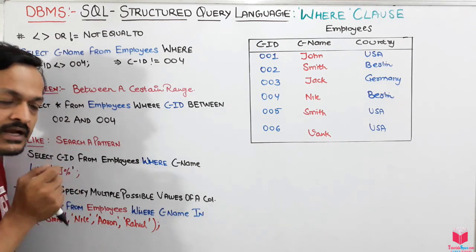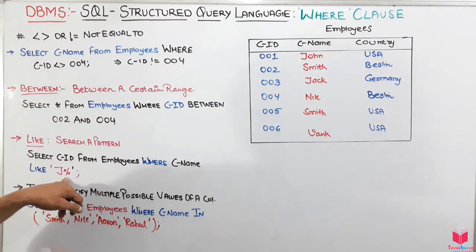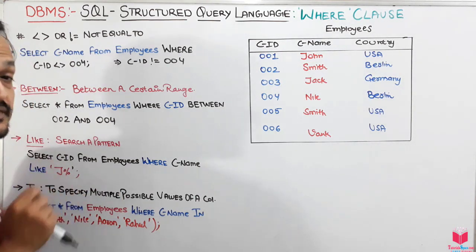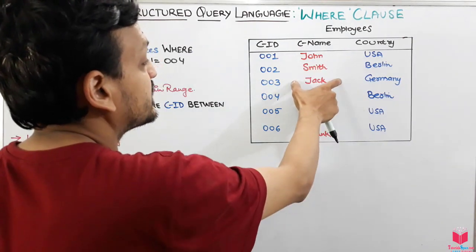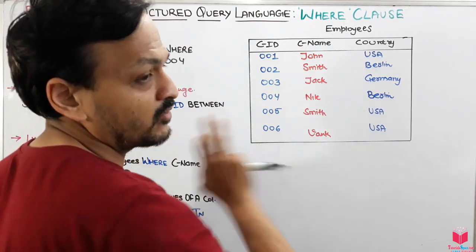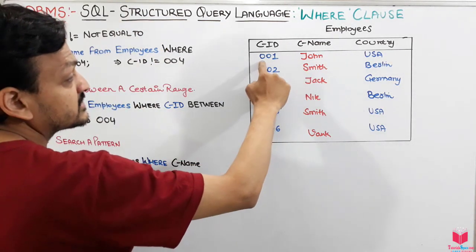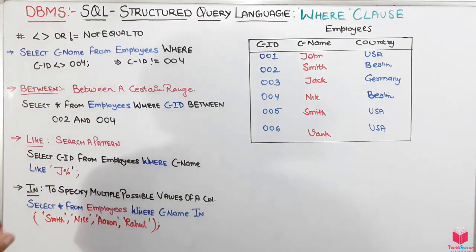J, the starting alphabet J, and after that the ampersand, which says that after that any alphabet can come, but it should start from J. So what will it give us? It will give us John. Where is J? Jack, and no, nothing. So it will give us the CID of John, this 001, and Jack 003. Okay, 001 and 003 are going to be the output.